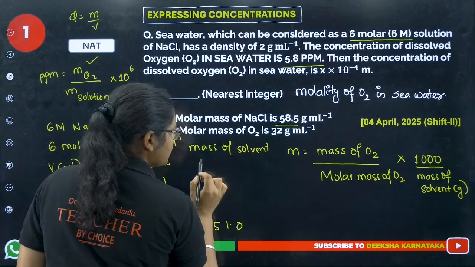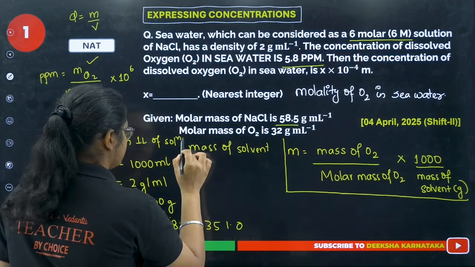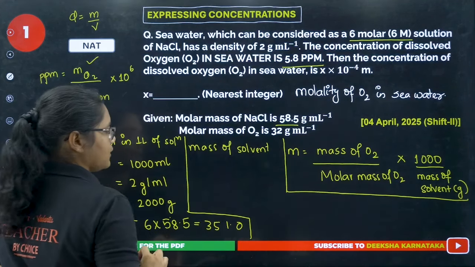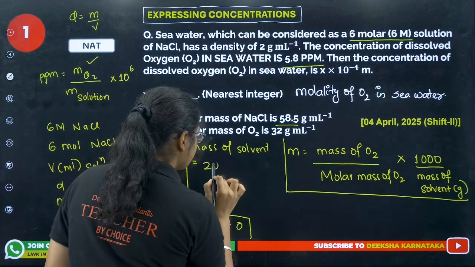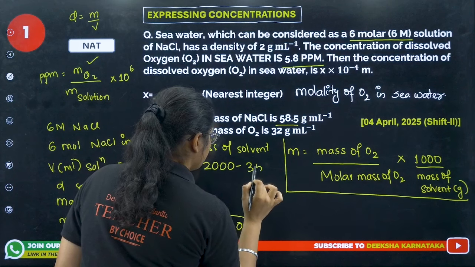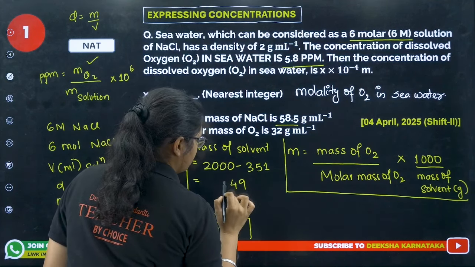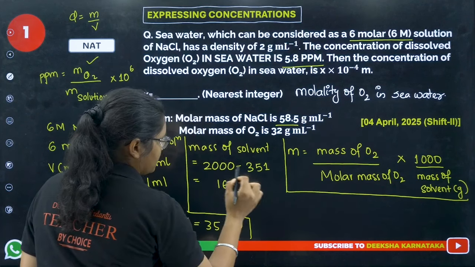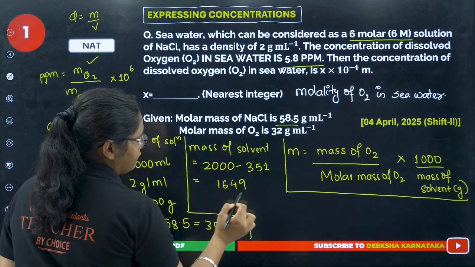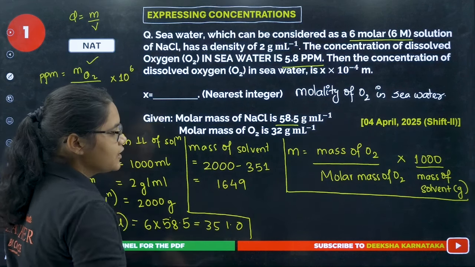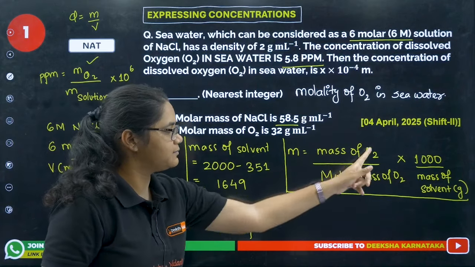Mass of the solvent will be equal to how much? 2000 minus 351. Okay, so I have 10 minus 1 is 9, 9 minus 5 is 4, 9 minus 3 is 6, and I have 1. So total mass of the solvent is 1649, which I required here. Mass of the solvent I got, but still I need this mass of oxygen.